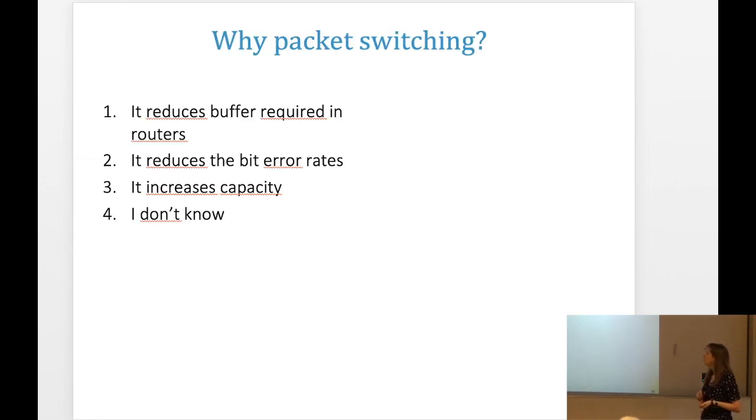So why do you think we use packet switching? Do you think it was originally invented to reduce the buffer required in the routers, so the memory that was required in the intermediate systems? Or do you think it's to reduce the bit error rates or to increase the capacity? So who thinks it's answer number one? One person. Who thinks it's answer number two? Two people. Who thinks it's answer number three? Way more people. Turns out the answer is number one. So it was to reduce the memory size that was needed in the intermediate systems.